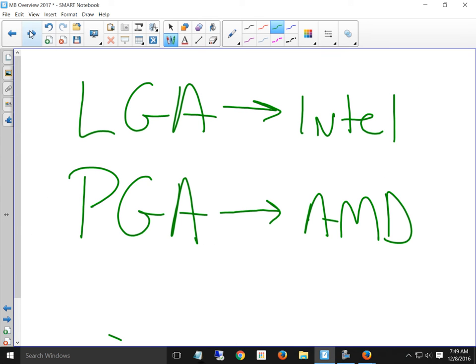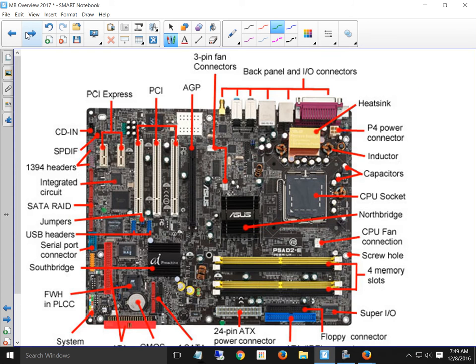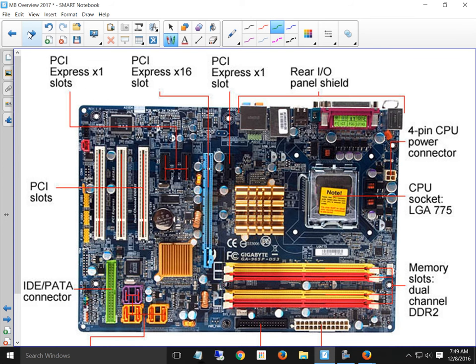Let me go to a new one over here. A new motherboard. This one's got AGP too. Let me go to, hopefully the next one doesn't. Okay, there we go. So different motherboard again. The Northbridge has a visibly larger heat sink than the Southbridge, but really this is the basic expansion card slots that we've got now.